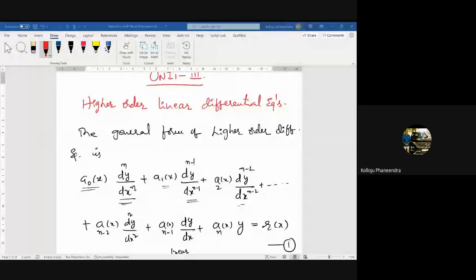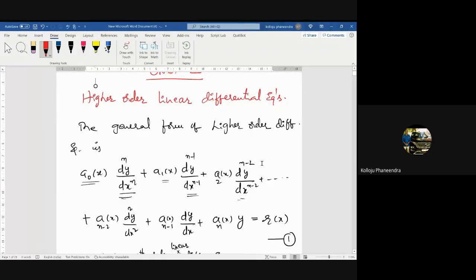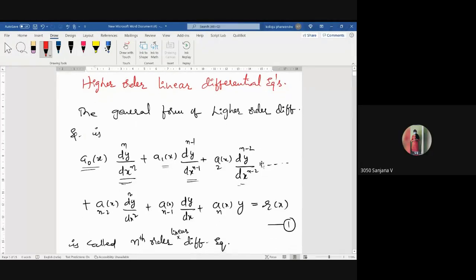Option is not there. Yeah, recording is there. Right. Now, screen is visible? No, sir. No, sir. Yes, sir. Now? Visible, sir. Is it okay? Yes, sir.